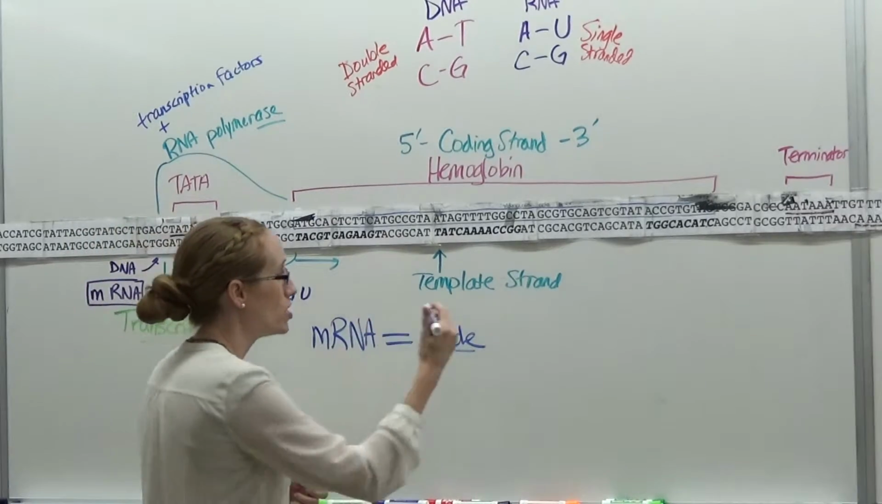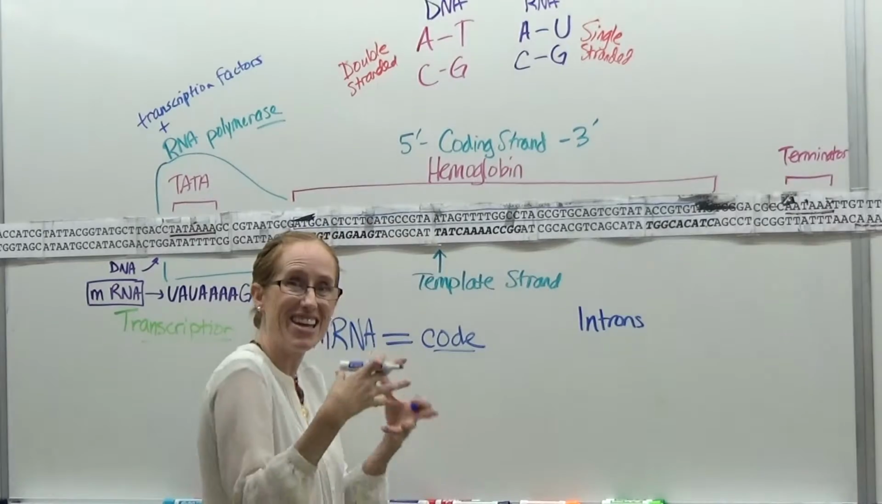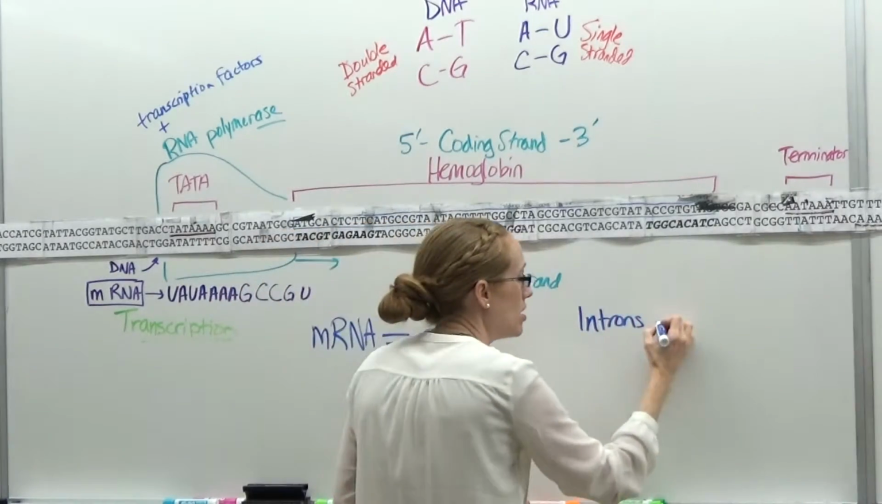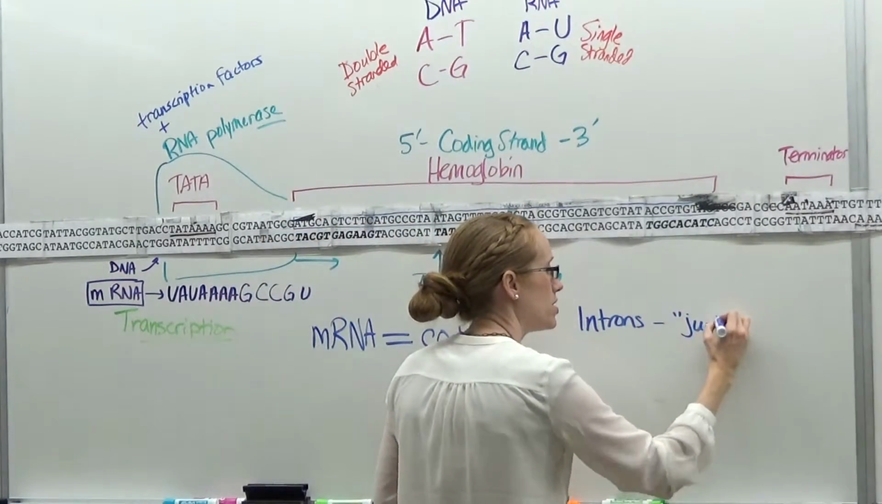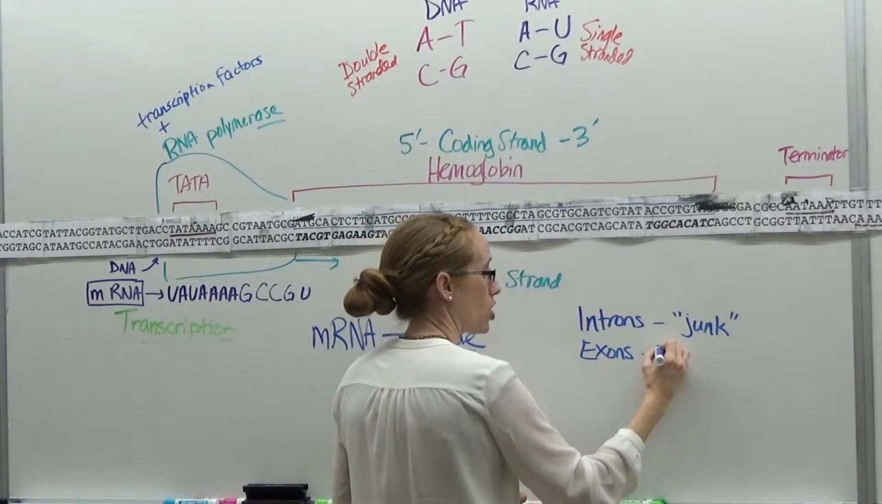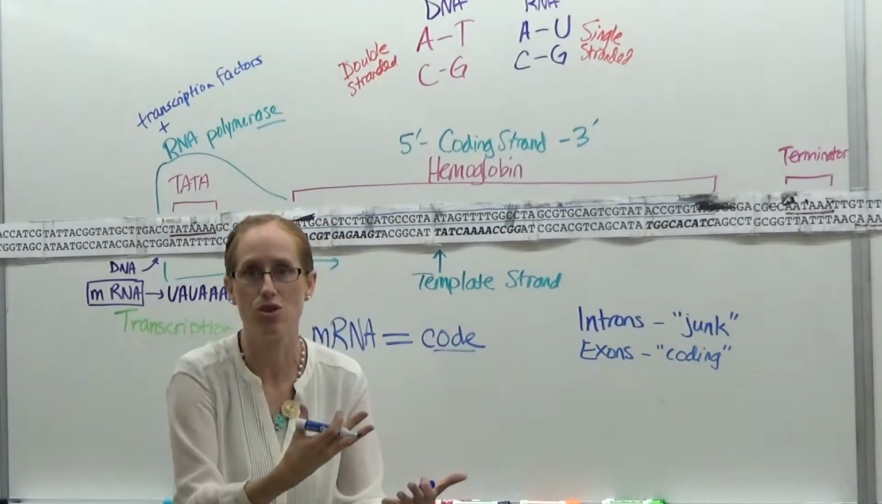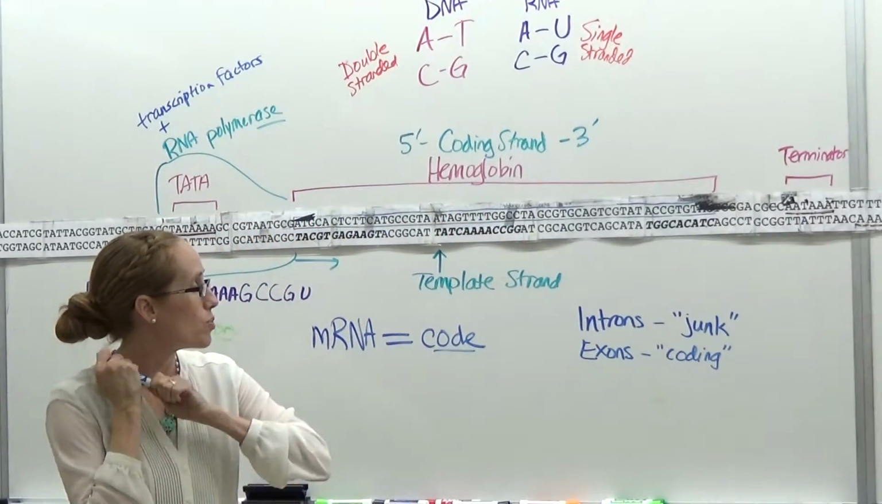All right? So introns, they're called introns because they stay in the nucleus. They don't leave. These are your junk sequences. Exons are the coding sequences. And they're called exons because they exit the nucleus. Okay? So we have introns and exons.